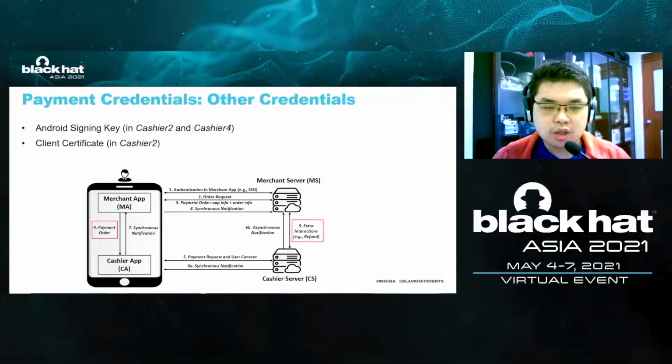Also, cashier 2 issues client certificates to their merchants, which are used for separate authentication on the network layer in the management interfaces in step 9. For example, refunding the paid orders. In such requests, the merchant server needs to present its client certificate to the cashier server to authenticate itself.